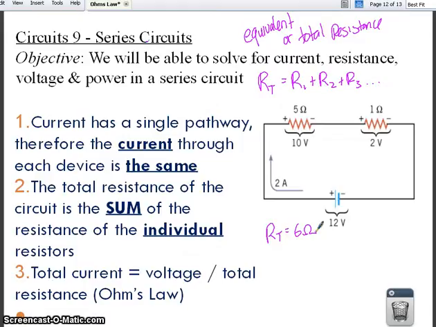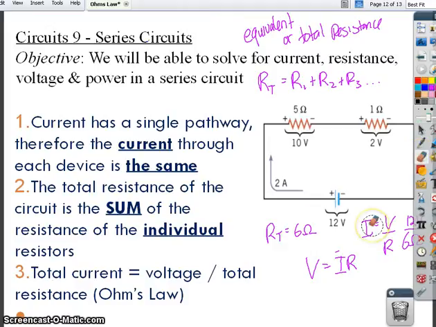Next, the total current is equal to the voltage divided by the total resistance. So if I look at this circuit right here, my voltage is 12 volts. V equals I times R, and I want to know the current. So current is equal to V over R. My total voltage is 12 volts. My total resistance, which I found right here from adding up R1, R2, is going to be equal to 6 ohms. Therefore, my current is 2 amps, like we saw earlier. Okay, so that is rule number 3.